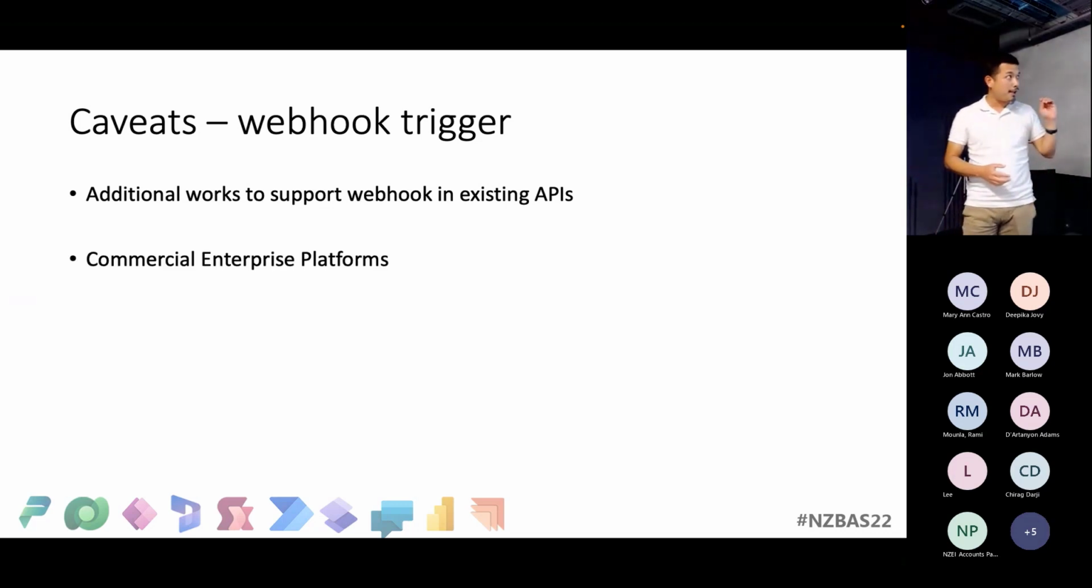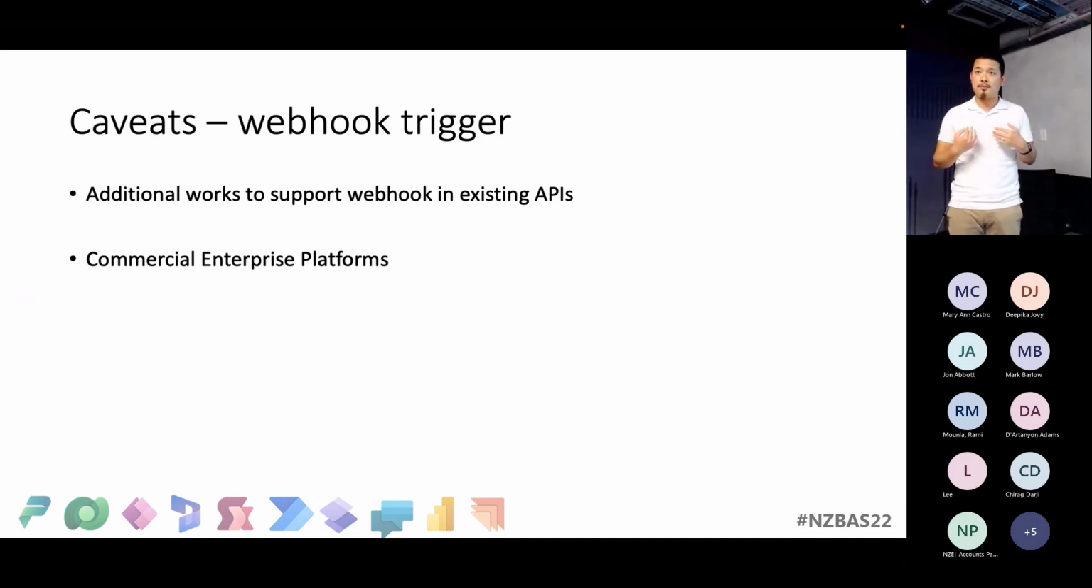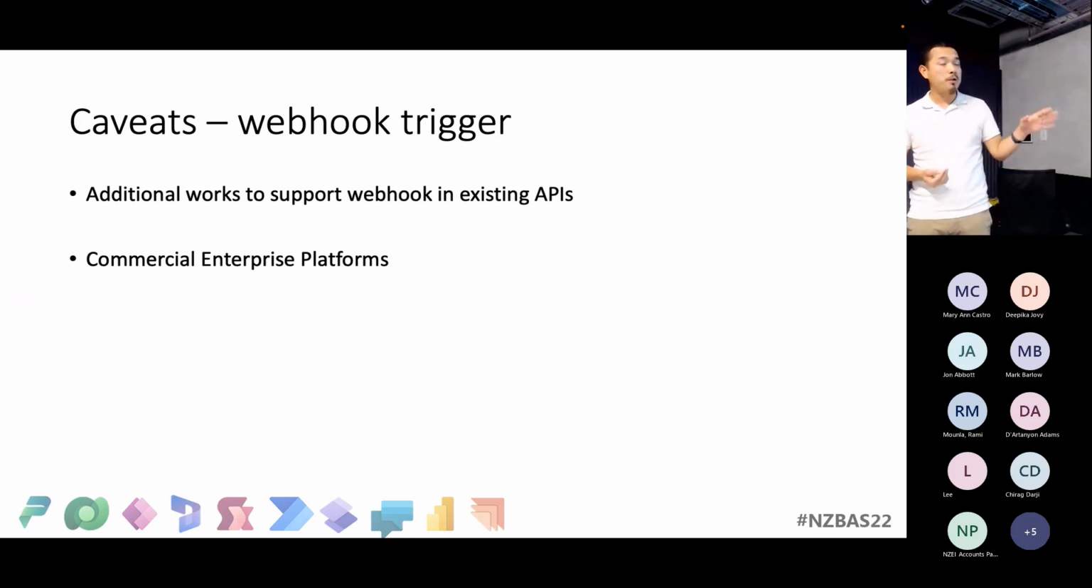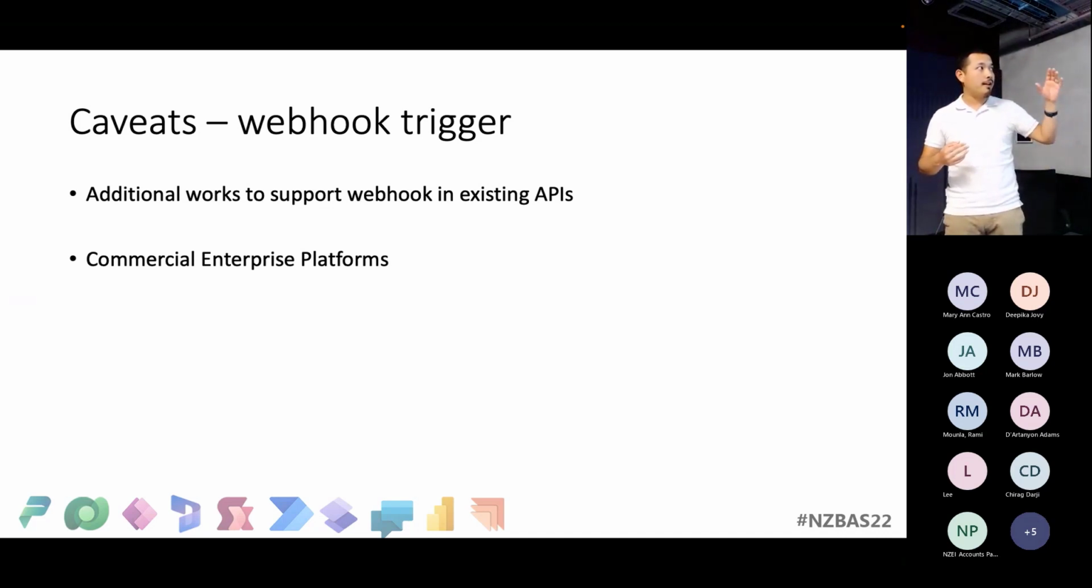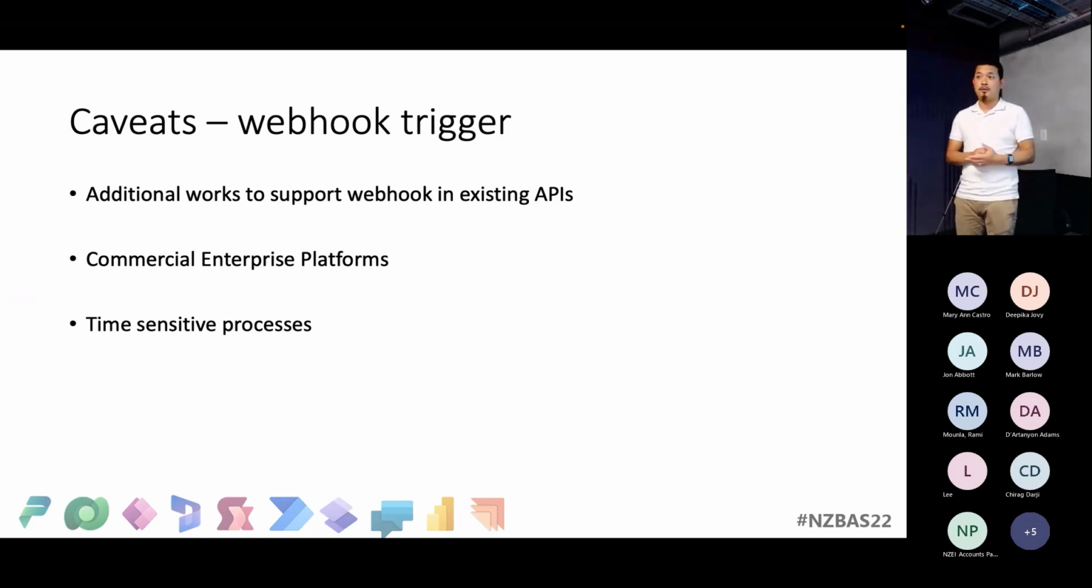So that's why, just my opinion, if it is a commercial enterprise platform, webhook is probably the recommended choice. Because when you build a product and provide a service, and you're building this type of commercial enterprise platform, you will definitely put webhook functionality into the existing APIs, so that you can easily create a webhook trigger. Also, when you're creating a time-sensitive process that must be real time, you can't wait for 2-3 minutes. Probably webhook is the better choice.